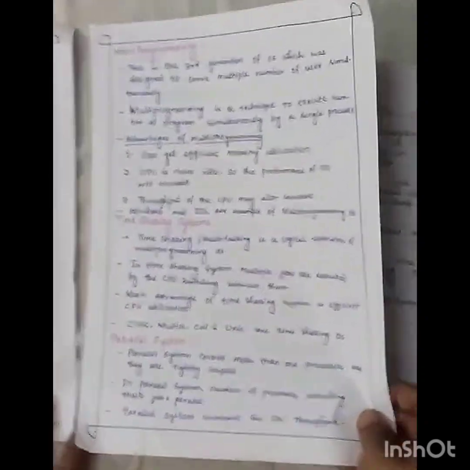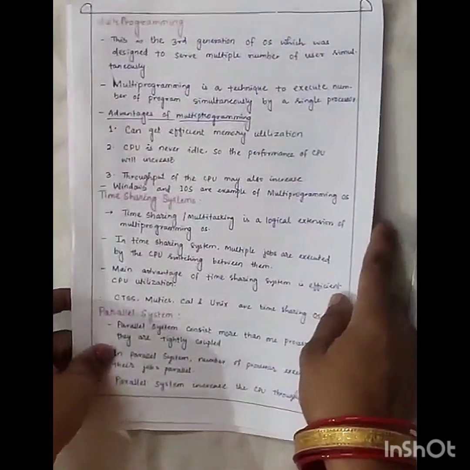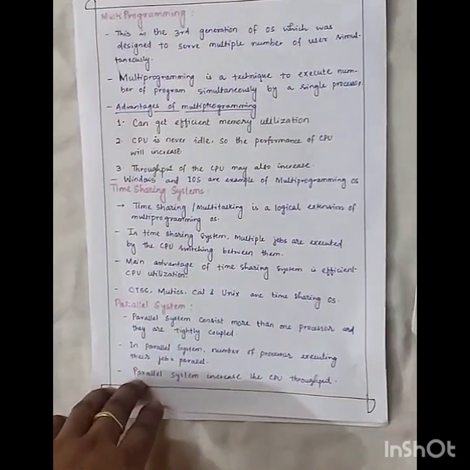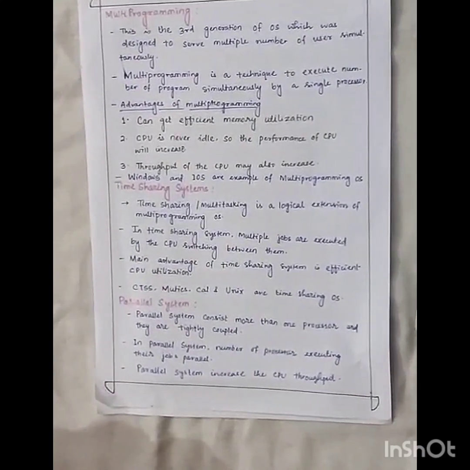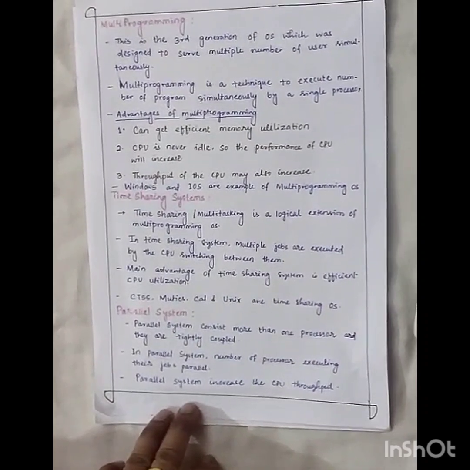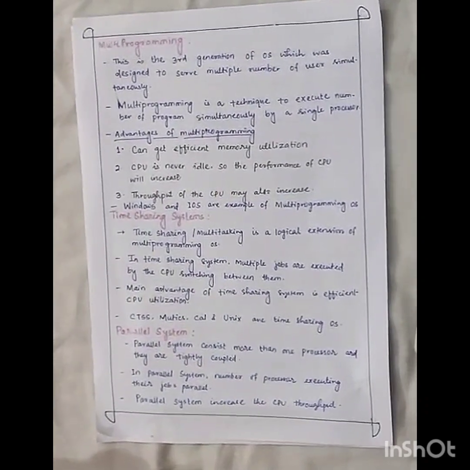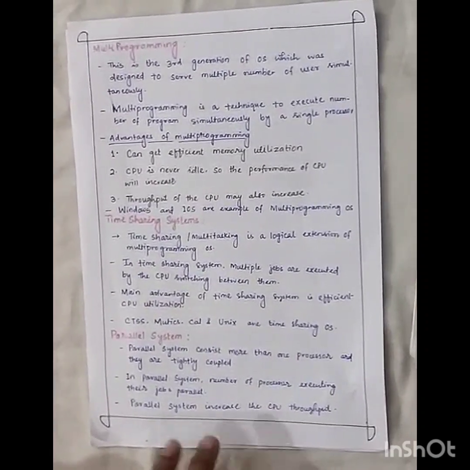Next, the third generation of operating system is the multi-programming operating system. The multi-programming operating system is designed to serve multiple users simultaneously. Multi-programming is a technique to execute a number of programs simultaneously by a single processor. As its name suggests, multi-programming means more than one program is executed in a single processor.